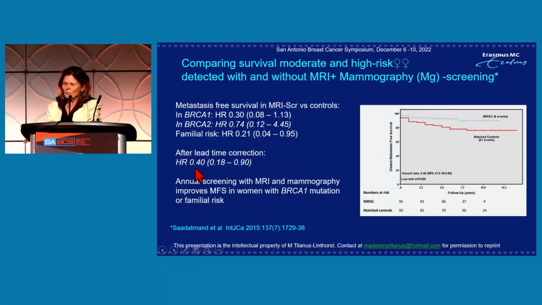Also for women with familial risk, it was shown in this study, which also looked at BRCA1 and BRCA2, but a large part of women with familial risk, that when they were screened with MRI mammography, the survival was significantly better than when they had no screening, and these women were just coming at the outpatient clinic without screening after they appeared to have familial risk, and they were matched for age and risk group.